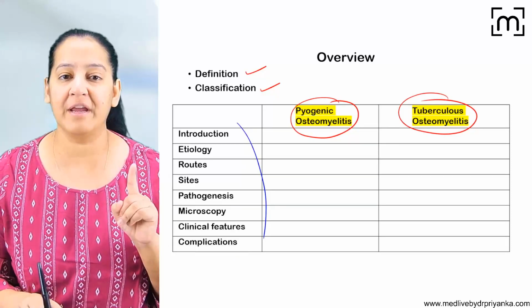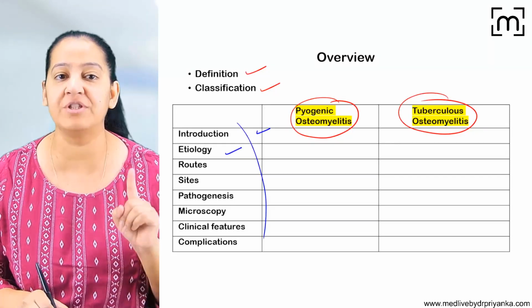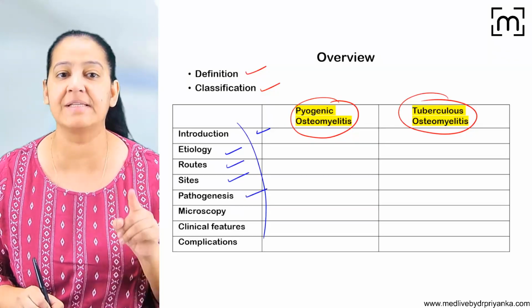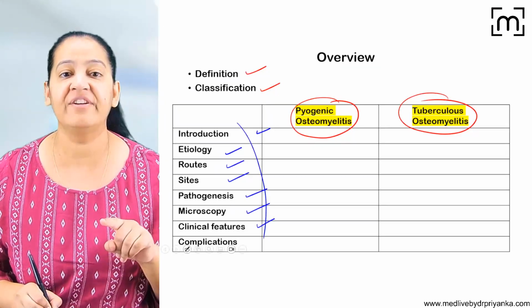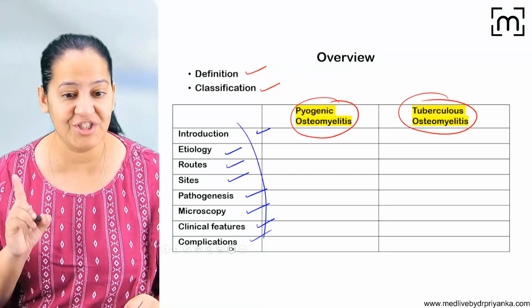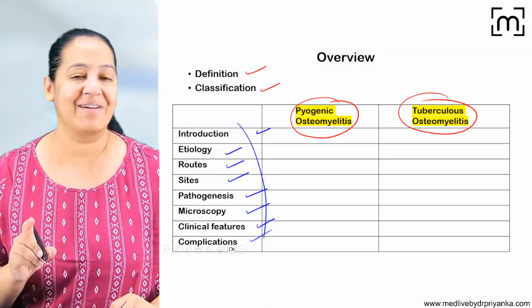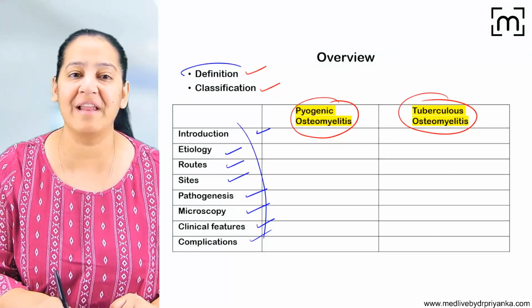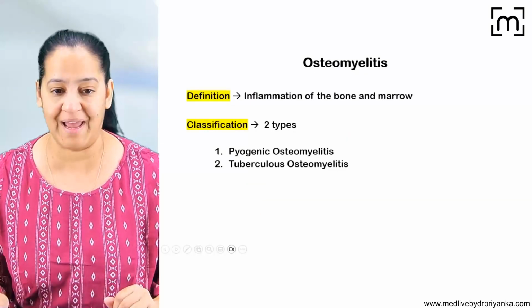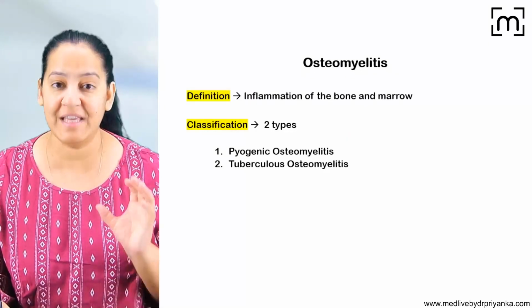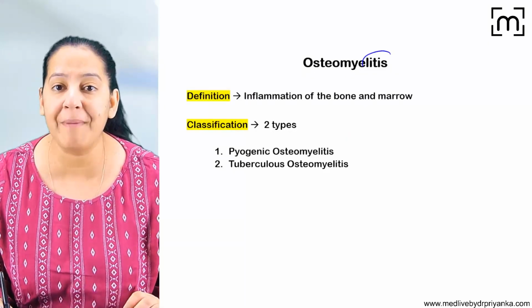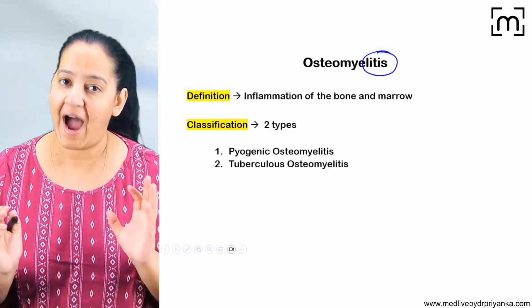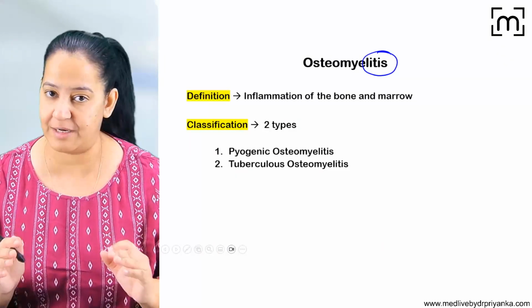So I will let you know the introduction for each of them, then the etiology, routes, sites, pathogenesis, microscopy, clinical features and complications for each of them. So let's start them one by one. So first of all, let me tell you what you mean by osteomyelitis. Now see the definition, the spelling: osteomyelitis, itis. Itis in pathology is inflammation of that particular tissue.